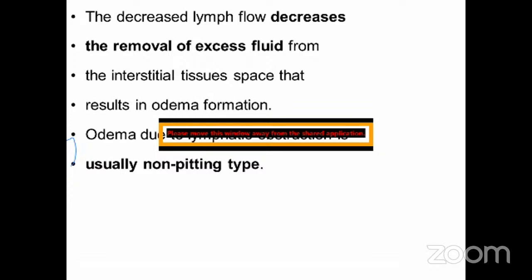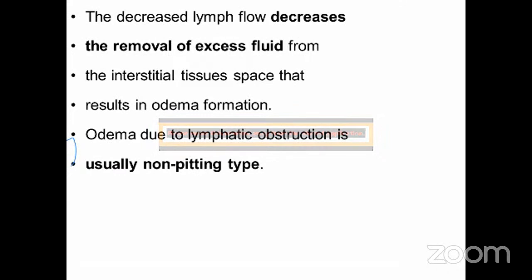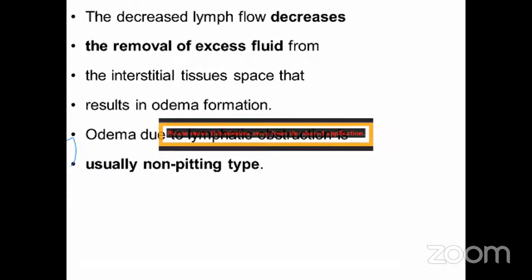If we see the edema in nephrotic syndrome or congestive cardiac failure, that edema is a pitting type. A pit or depression will be formed if we apply pressure for 30 seconds. In cases of lymphatic obstruction, edema is present, but it is a non-pitting one. A pit will not be formed, no depression will be formed.